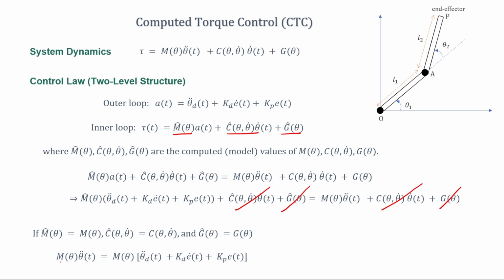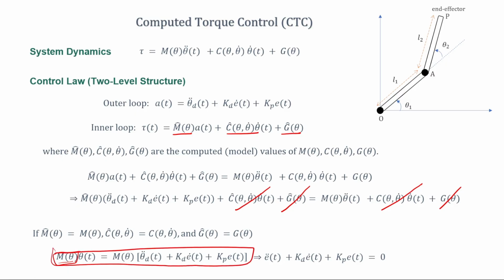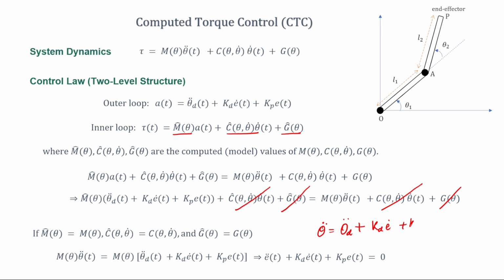Now notice that M(theta) here is an inertia matrix, and this has to be invertible, because this is positive definite. So therefore if I pre-multiply this equation both sides by M inverse, then I will be left with an equation of this form. You see, I will be left with theta double dot is equal to theta d double dot plus Kd e dot plus Kp e, and then I can take this theta double dot on the right hand side, and this is what I will be left with, because theta d double dot minus theta double dot is error double dot.